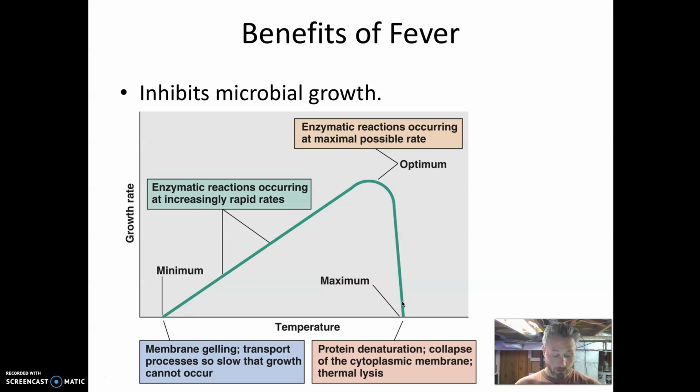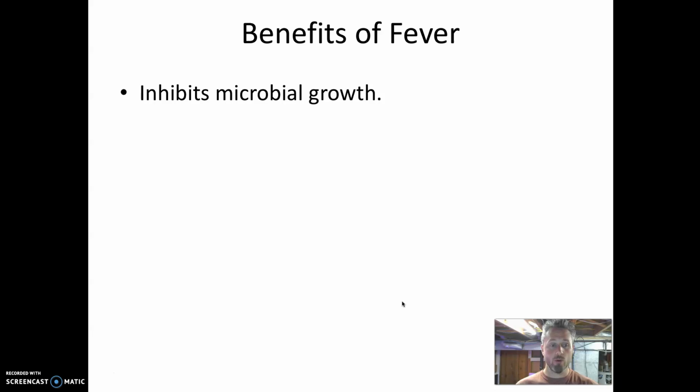So when I think about fever, this is the number one benefit I think of, that the increased temperature reduces microbial growth because as temperature increases, the proteins in microbes begin to denature and chemical reactions don't work as well and they die really quickly. But that's not the only benefit, so there are a few others.